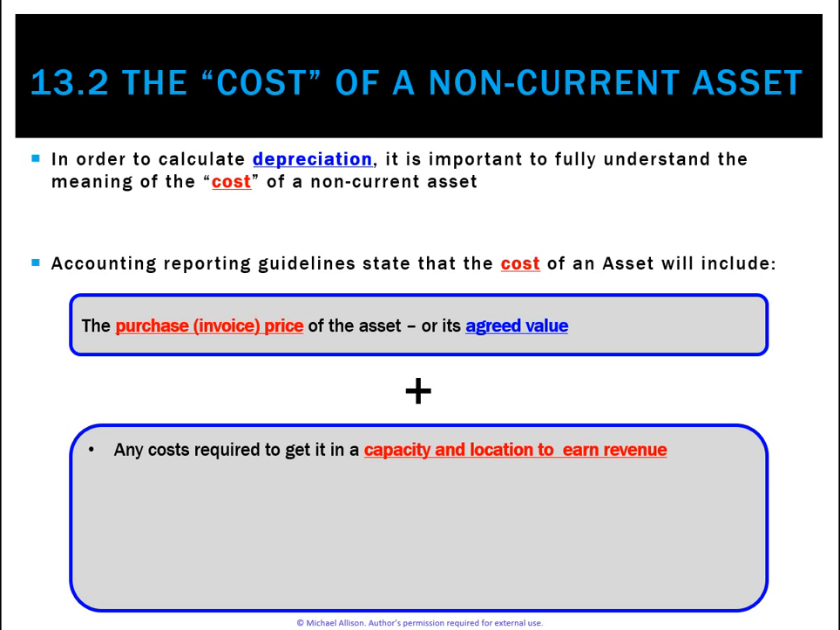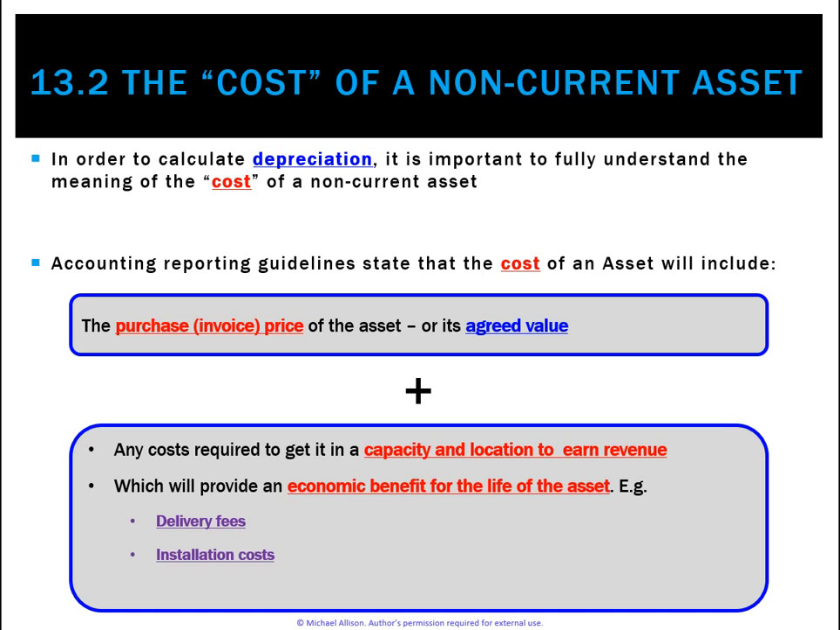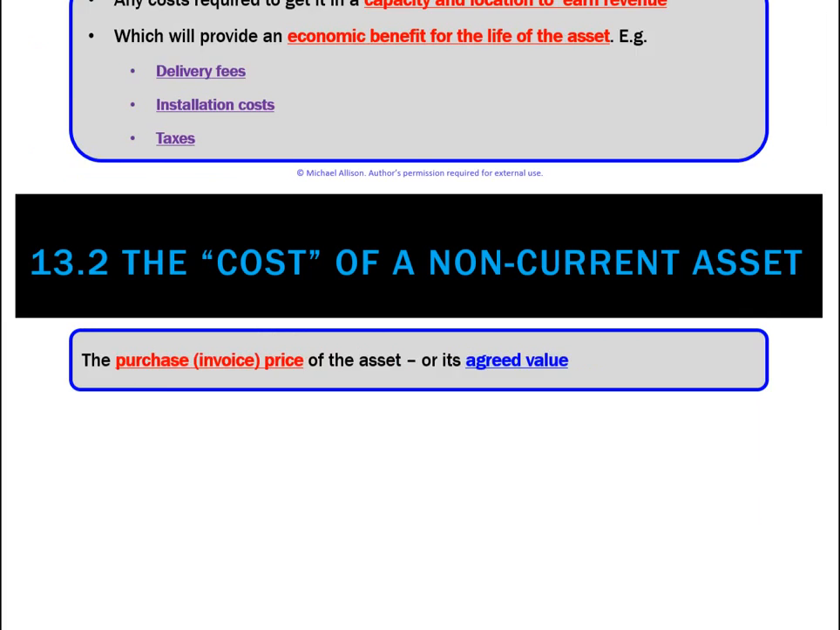It includes any cost required to get the asset in a capacity and location to earn revenue, and that cost must last for the economic benefit for the life of the asset. So for instance, delivery fees from a car dealer, installation, getting a computer system installed, or maybe taxes to buy, say, a property from the government are all costs required to get an asset in a capacity and location to earn revenue, and they will provide an economic benefit for the life of the asset.